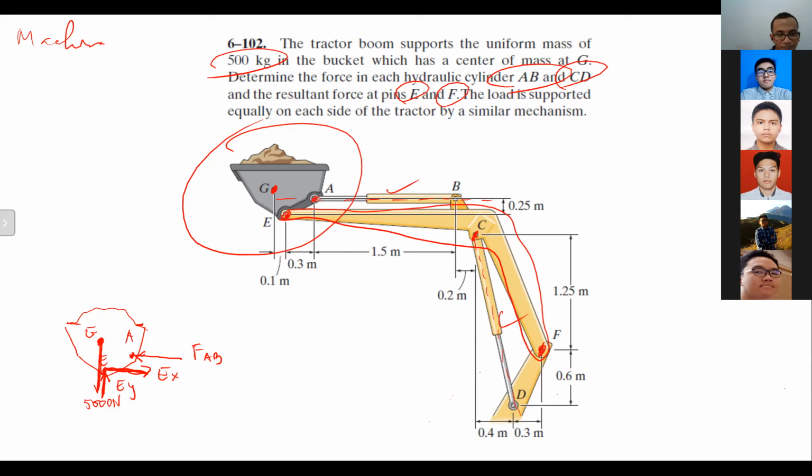Okay. So now, how many unknowns here? Three unknowns. Three unknowns, three equations, we can solve it, right? Yes. Can you solve it for me?